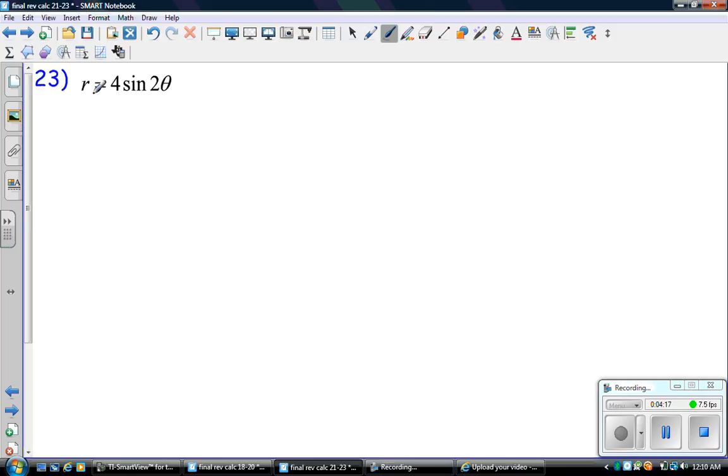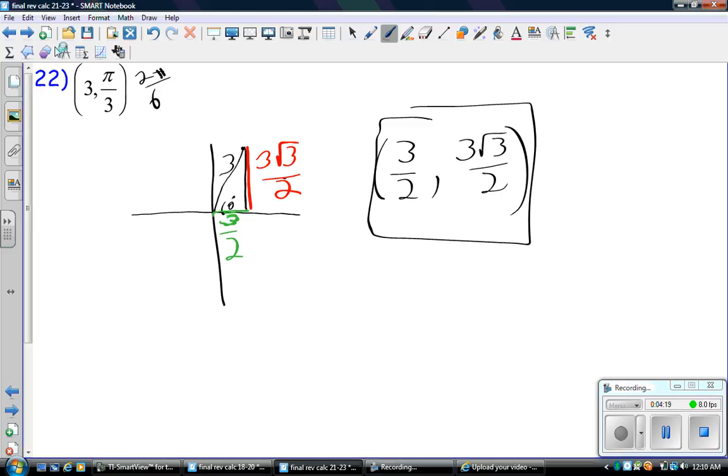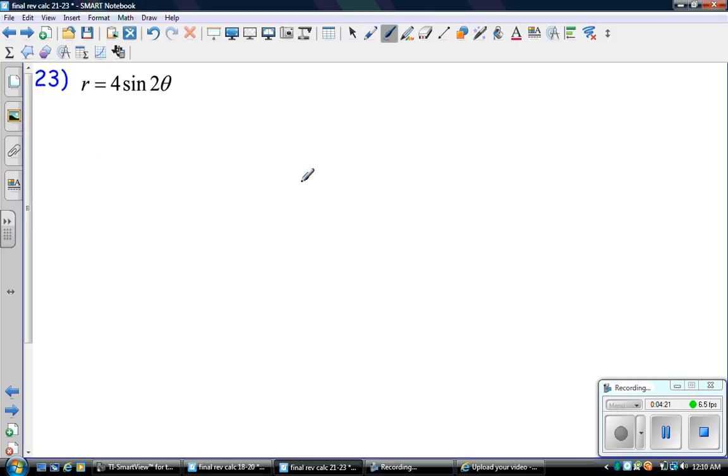Last problem. Graph this. I'm going to show you how to graph this the way we did in class. This is a rose. That is the petal length. And if it's an even number, we double it to get the number of petals. So there are 4 petals.